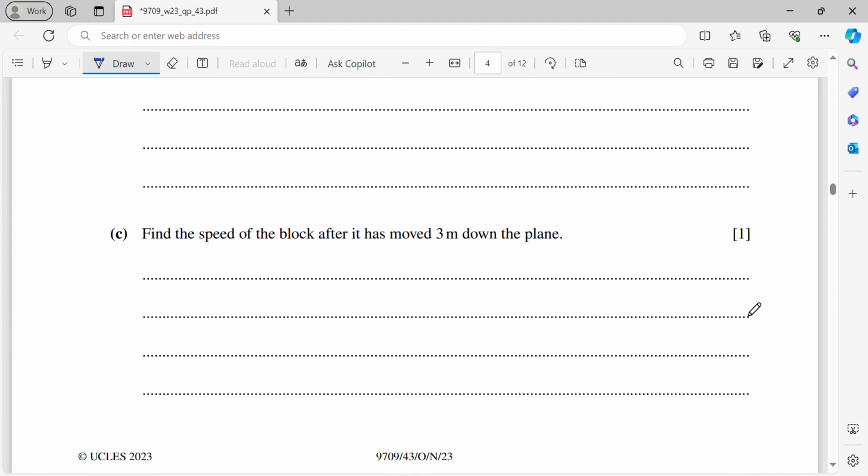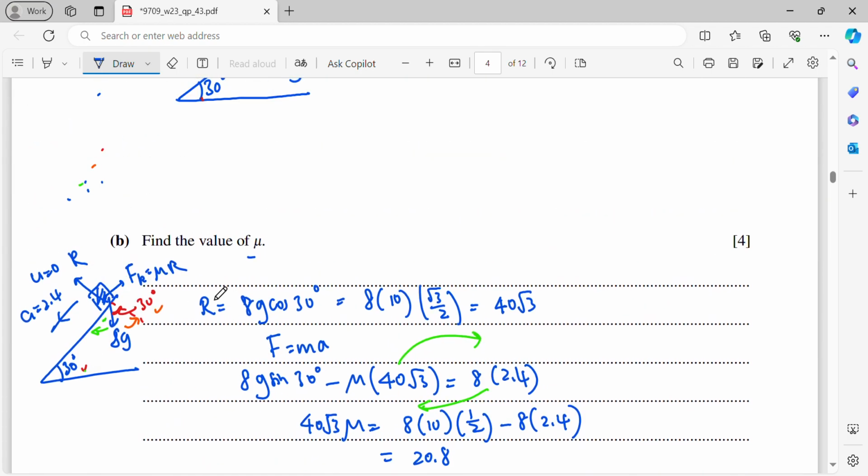Okay, now next, part C. Find the speed of the block after it has moved 3 meters down the plane. So from here, I will say v squared equals u squared plus 2as, because the final speed you do not know, the s is given, then the u is given here. The u is basically 0.